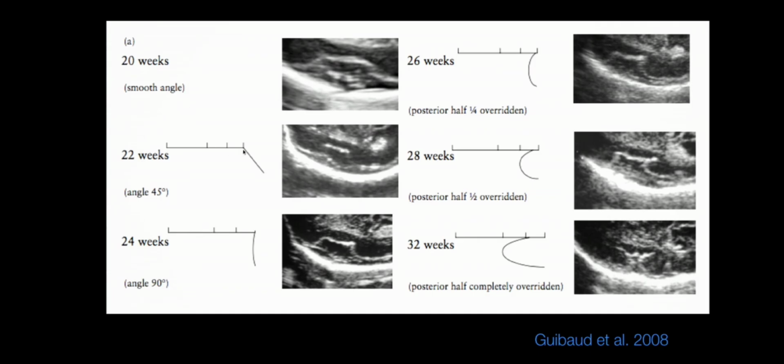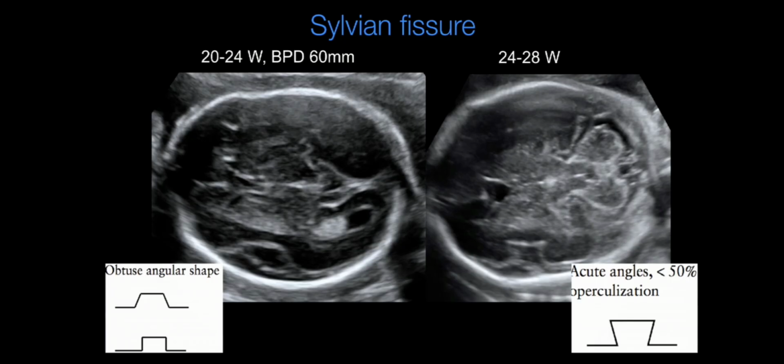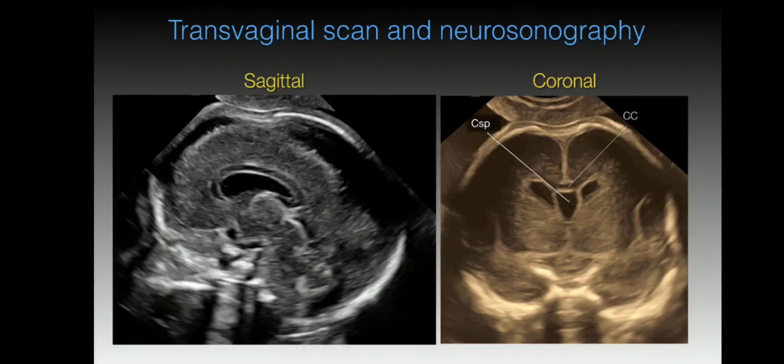More or less what you should know is that this is a good area to look at the first development of the gyration, to look into the Sylvian fissure. As a rule of thumb, before 24 weeks it is wide open, starting at 24 weeks it looks rectangular, and after that you see the beginning of the operculization. This is roughly the view, and it is more and more important for people doing neurosonography.